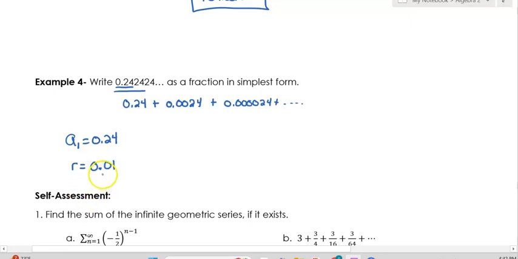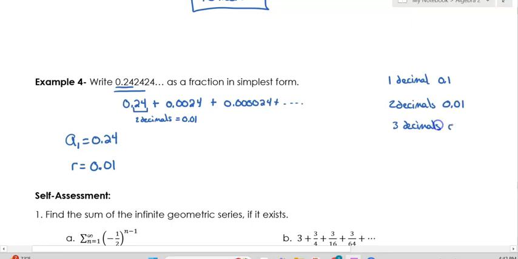And honestly, how I remember that is I see that since there are 2 decimals here before it repeats, that's going to be 0.01. If there is 1 decimal, we would just use 0.1. If it's 2 decimals before it repeats, 0.01. 3 decimals, 0.001. And you can just try it out. If you take 0.24 times 0.01 in a calculator just to check it, then it gets that your next term is 0.0024, which is that term.